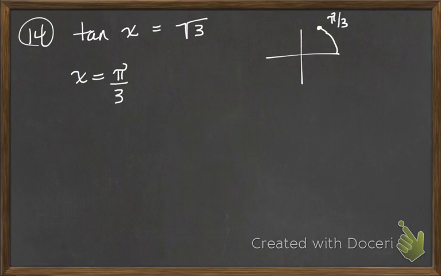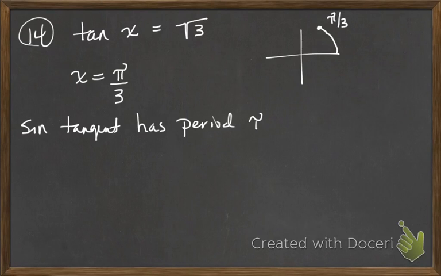Now there's another place on the unit circle where tangent is also square root of 3, but since, write this down, since tangent has a period of pi, then we can just take that one angle, which was pi over 3, and we can add n pi to that. N pi represents 1 pi.